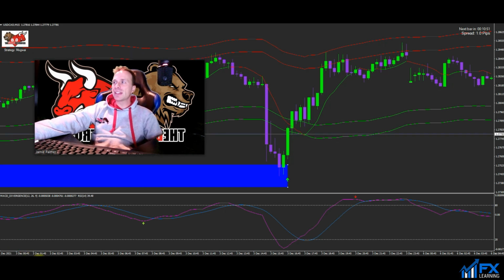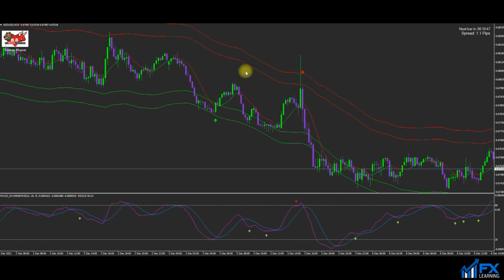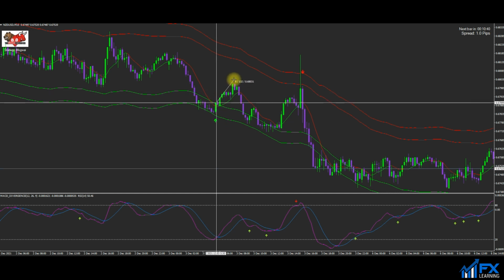Let me show you NZUSD, okay? Now, look here, right, on NZUSD. We've got two setups here. Both the setups win, okay? This one went around, I don't know, 50.